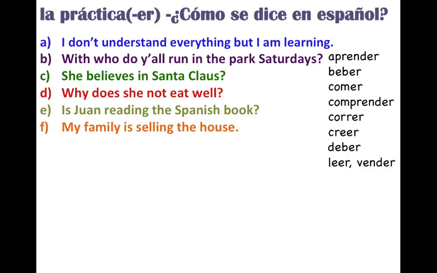Muy bien. So hopefully you can keep those question words in your mind. And let's take a look and do a little bit of práctica. We have los verbos ER verbs there to the derecha. Y we have 6 frases. So, ¿cómo se dice en español? I don't understand everything, but, which is pero, P-E-R-O, I am learning. Everything is todo.